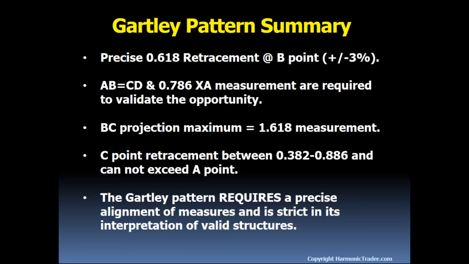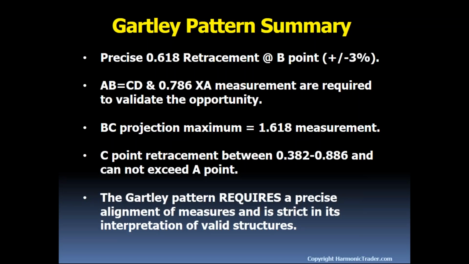Gartley pattern summary. Now again, the Gartley pattern is a distinct MW formation, but it's primarily defined and distinguished by that B point at a 618 plus minus 3%. But as we look at the other patterns, we'll see that this is a much tighter configuration. The AB equals CD and the 786 XA measurement are required to validate the opportunity. Critical, both of those numbers have to be tested. And we utilize the BC projection maximum. That's that 1618 measurement.